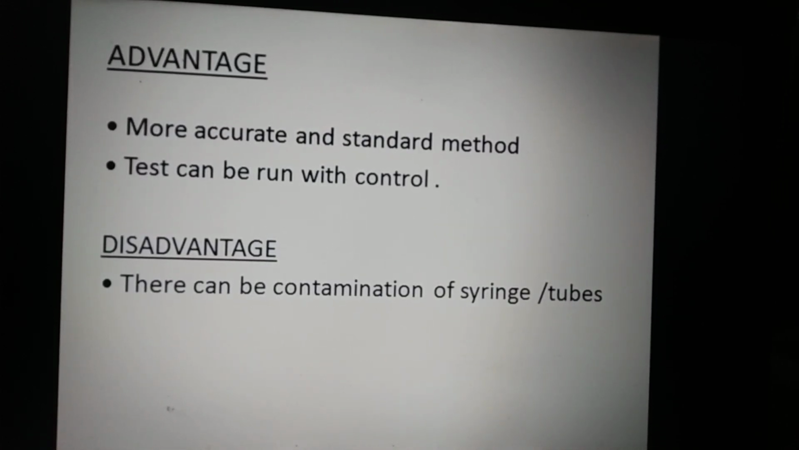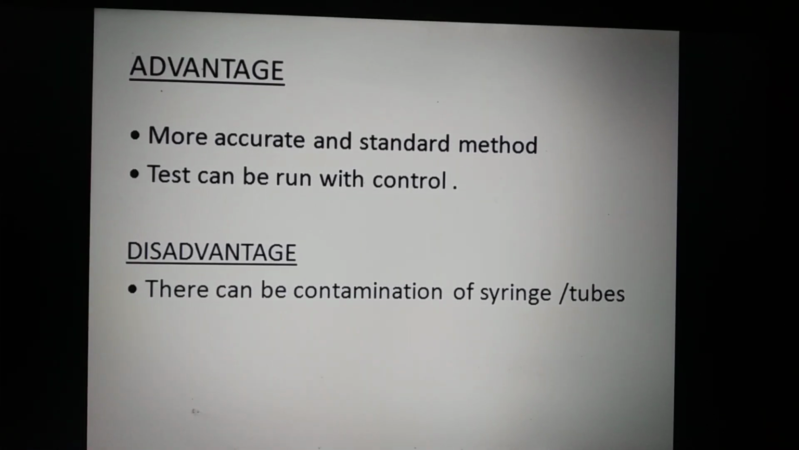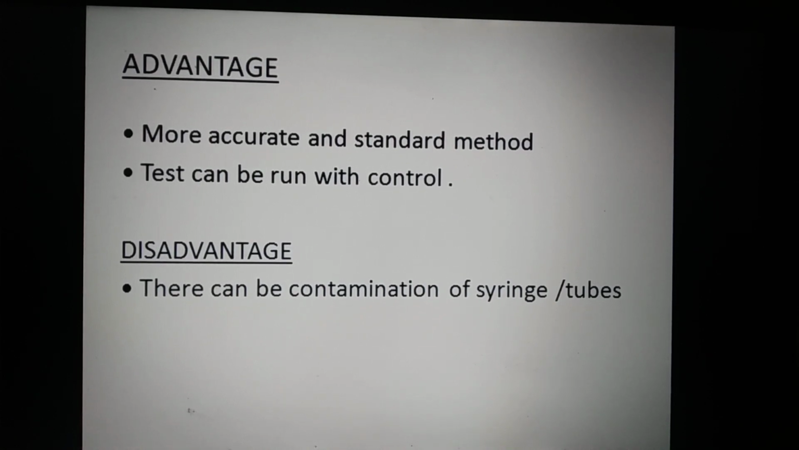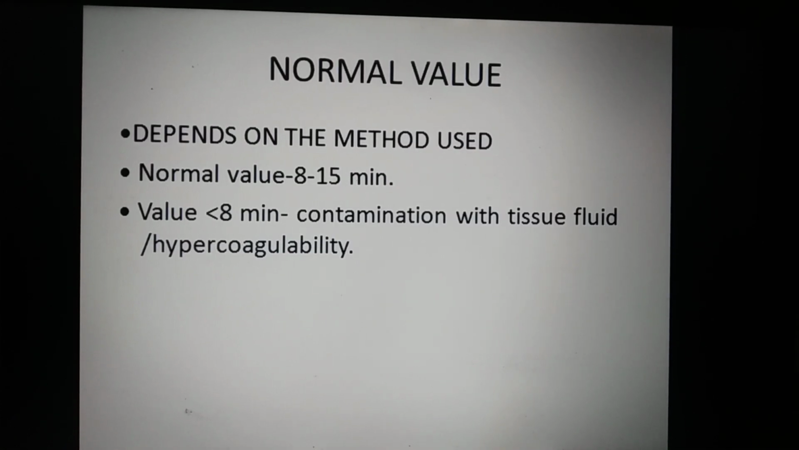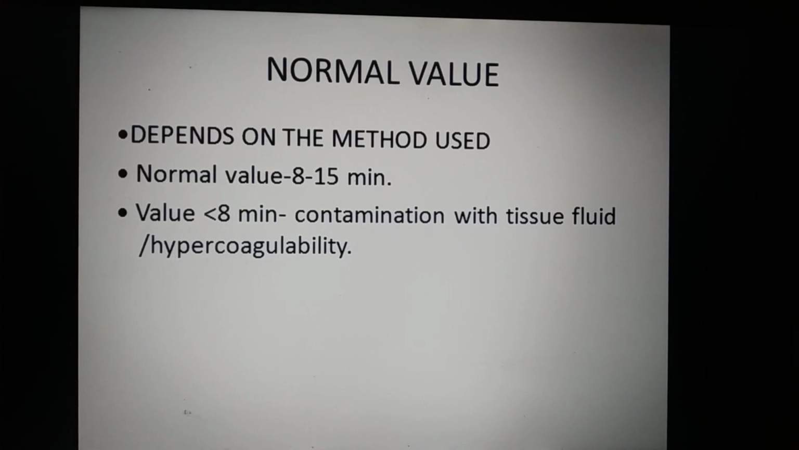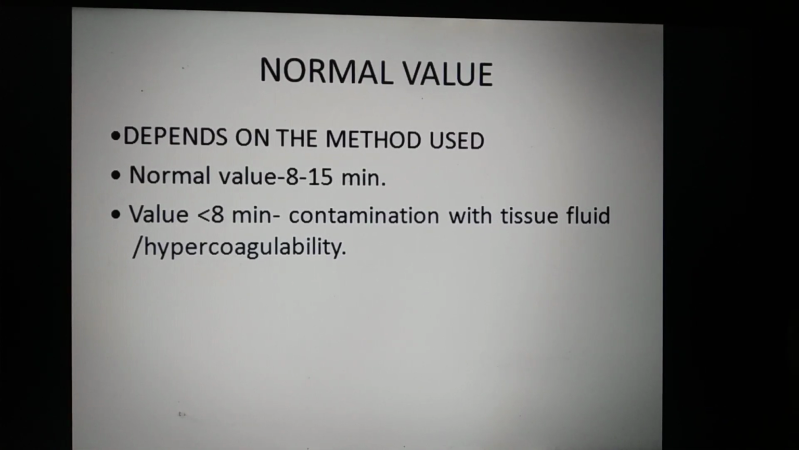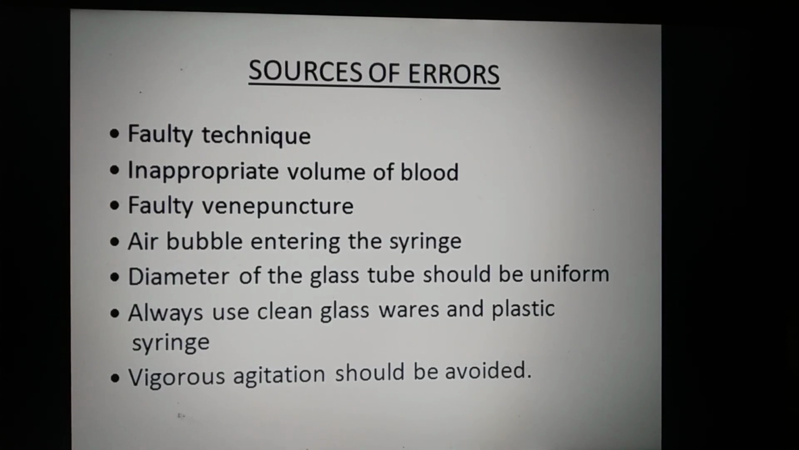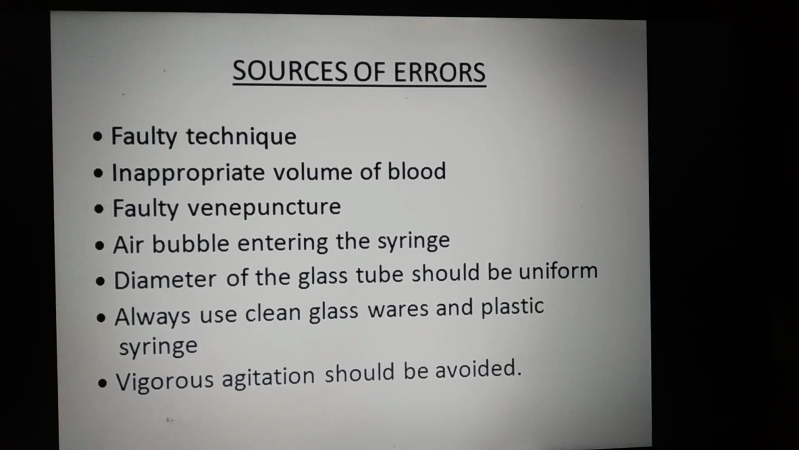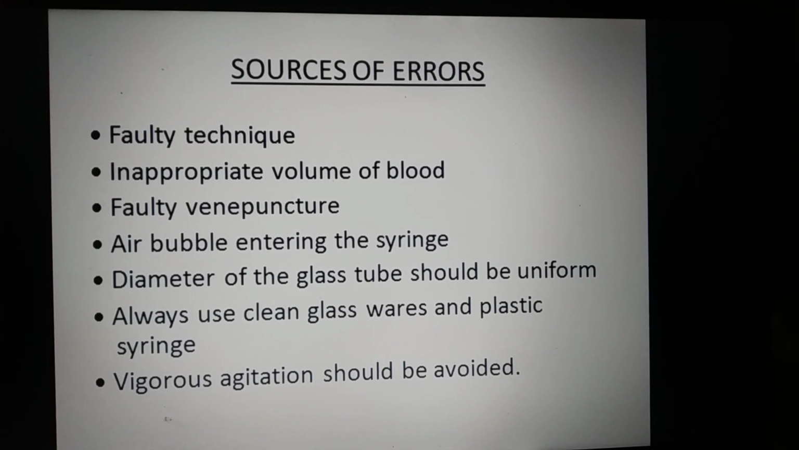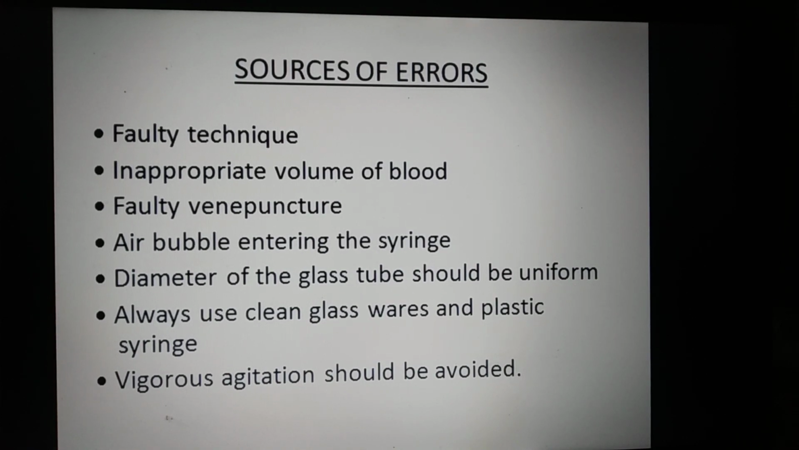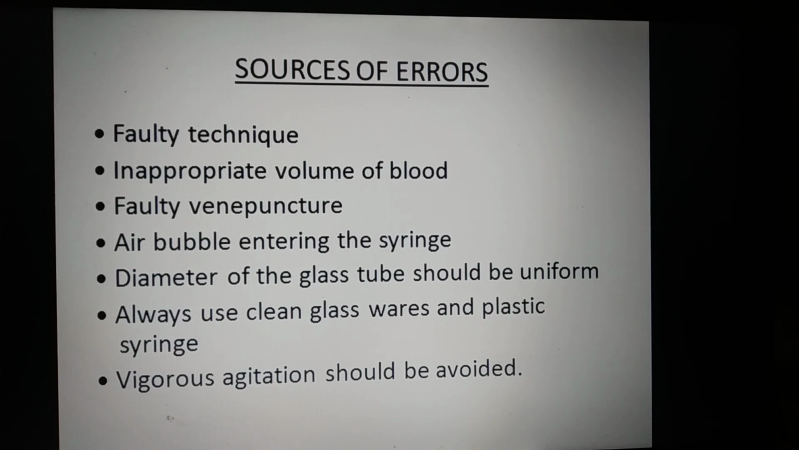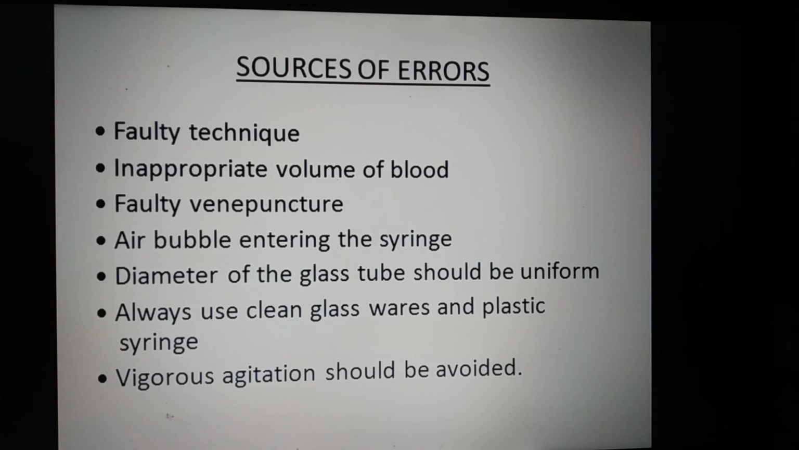Now the advantage is it is a more accurate and standard method, and it can be run with control. But there are chances of contamination of syringes and tubes. Now the normal value by this method is 8 to 15 minutes. There are several sources of error like faulty technique, inappropriate volume of blood, faulty venipuncture, air bubbles may enter the syringe, the diameter of the glass tube should be uniform, always use clean glassware and plastic syringes, and vigorous agitation should be avoided.